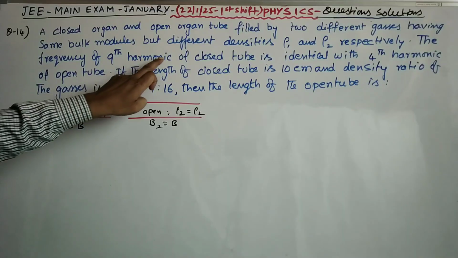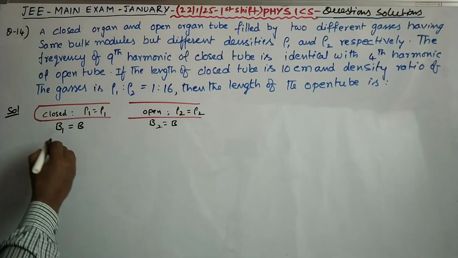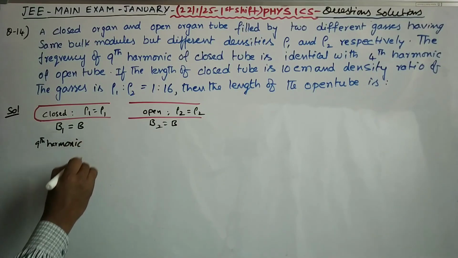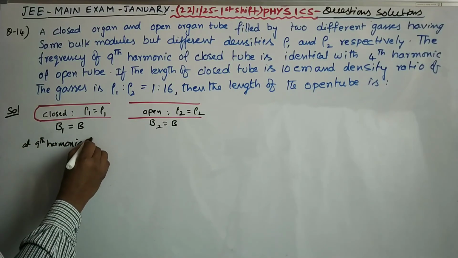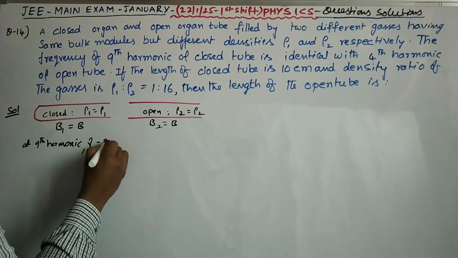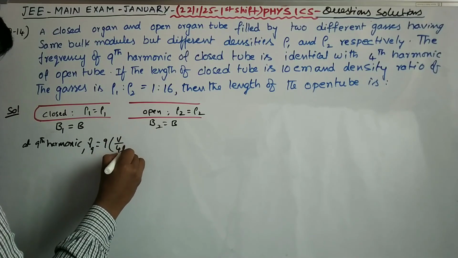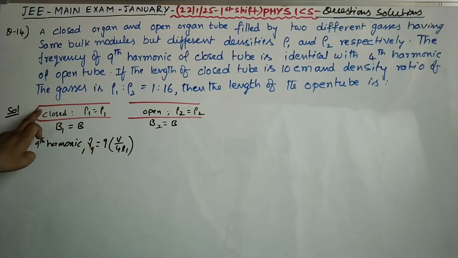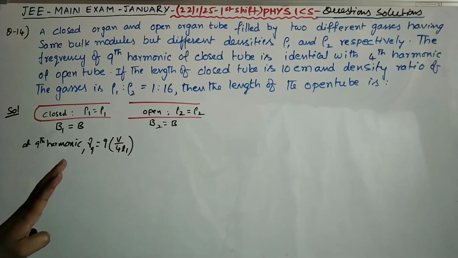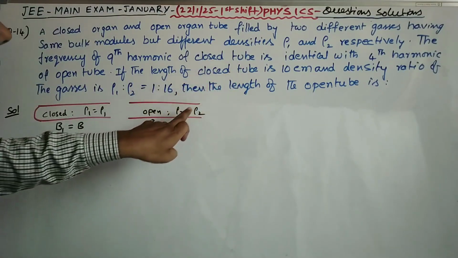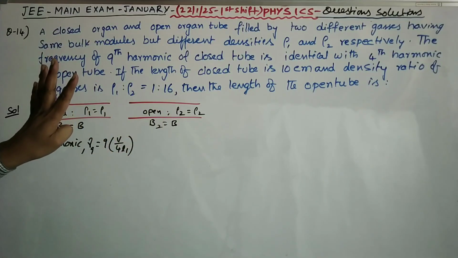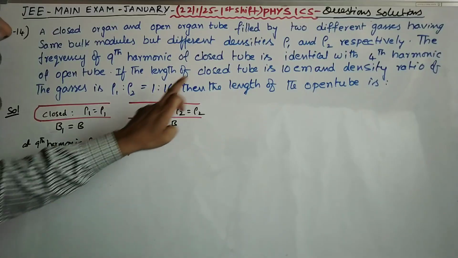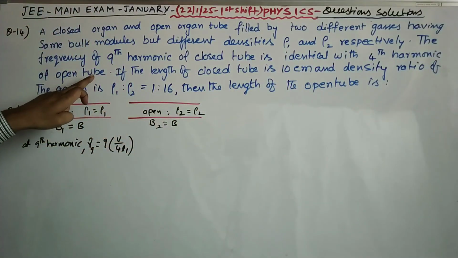The frequency of the ninth harmonic of the closed tube. At the ninth harmonic, what is the operating frequency? ν9 is equal to 9 into V by 4L1. Why? Because in a closed organ pipe only odd harmonics are formed. But in an open organ pipe, all harmonics are present. The frequency of the ninth harmonic of the closed tube is identical with the fourth harmonic in the open tube.